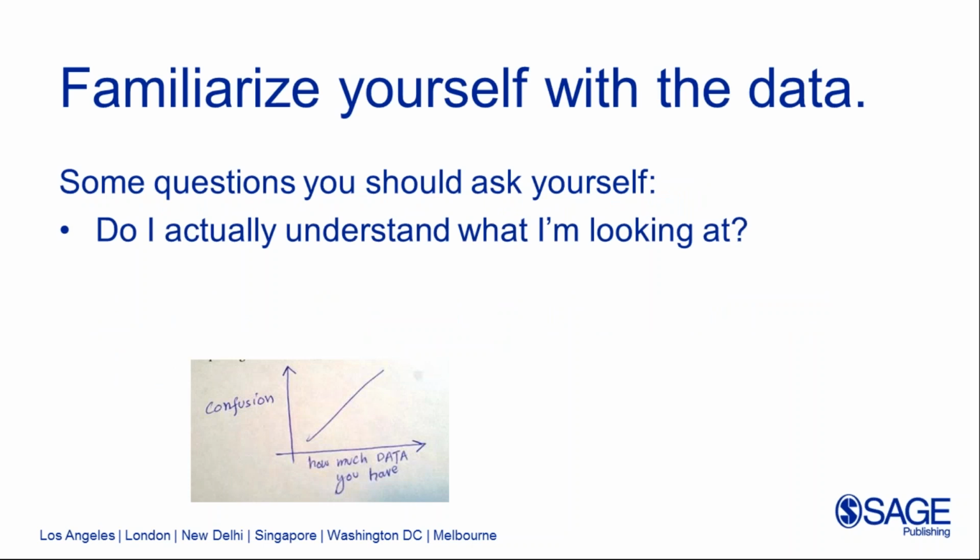So the first question students should ask of themselves is, do I actually understand what I'm looking at? Do I understand what the data is saying? Most statistical and data sources do a decent job of providing variable information alongside the actual data points to describe the topic of the data set, the unit of measure, the time period that's covered, and so on.